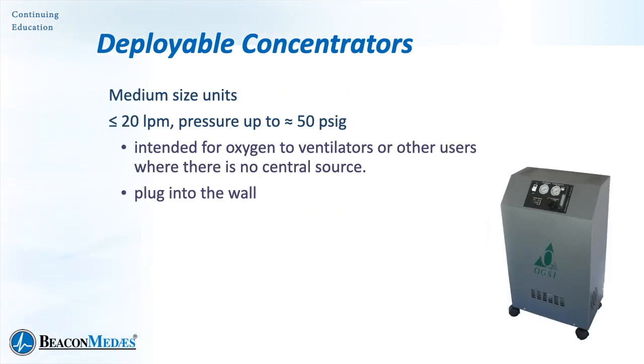Up from there, we have deployable concentrators, which are medium-sized, typically around 20 liters per minute at max, with a pressure output of about 50 psi or less. They are intended primarily to run one or two ventilators in a case where there's no central source. You might see this kind of thing in a military MASH unit, something like that. They also would plug into the wall. They would draw from the wall power.